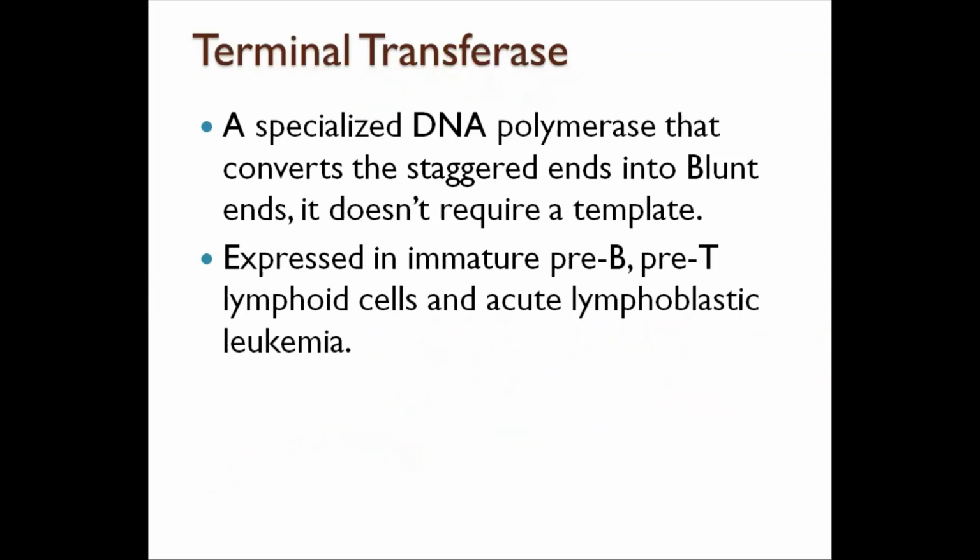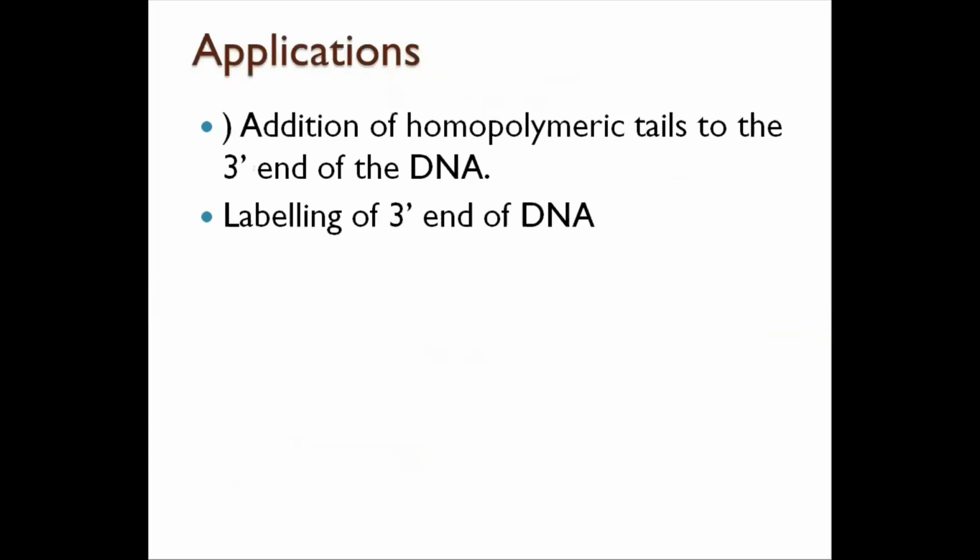Understood till here? Now, what are the applications? The application of terminal deoxynucleotidyl transferase is that it adds homopolymeric tails to the 3' end. We have seen it just now, and it labels the 3' end, because as it is adding at the 3' end, we are using it to label the 3' end of the DNA. So we have already dealt with all the important gene cloning tools. If any other tool is left, you can comment it out.